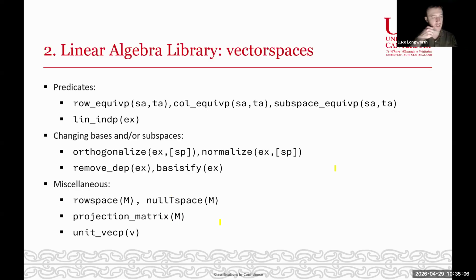Projection matrix will construct a matrix that projects onto the column space of a matrix. I don't know how useful that is, but again, it felt like something that could be useful for assessing least squares problems and stuff, or providing feedback. And then unit vec p checks whether a given vector is a unit vector. That one I believe does work in CN. I think that's one of the ones where I actually remembered to check. I'm not super confident though.